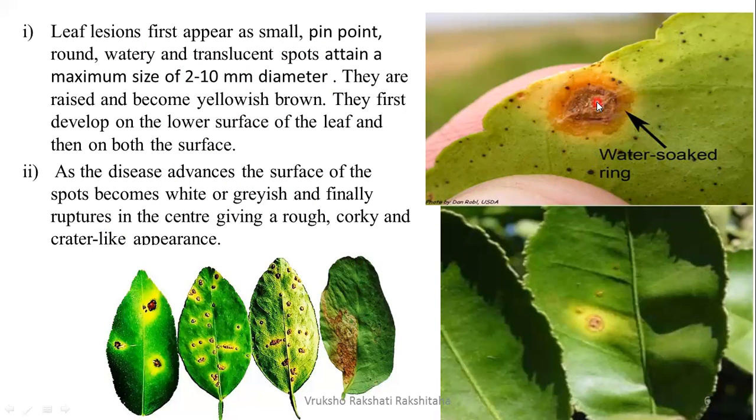In the center, you will find the necrotic lesion surrounded by the water-soaked margin, and surrounding that is the yellowish colored region, that is the halo. In this picture you can see the progression of the symptoms of the disease.